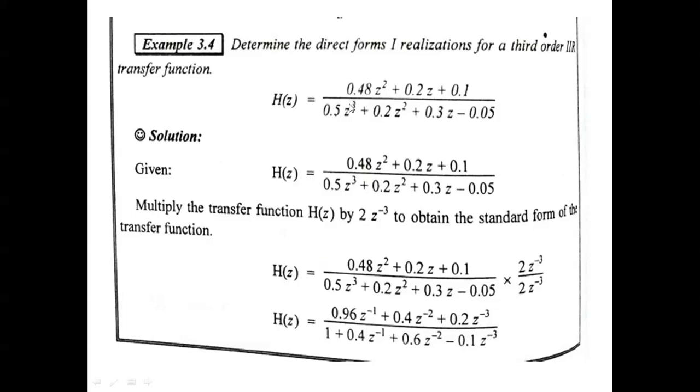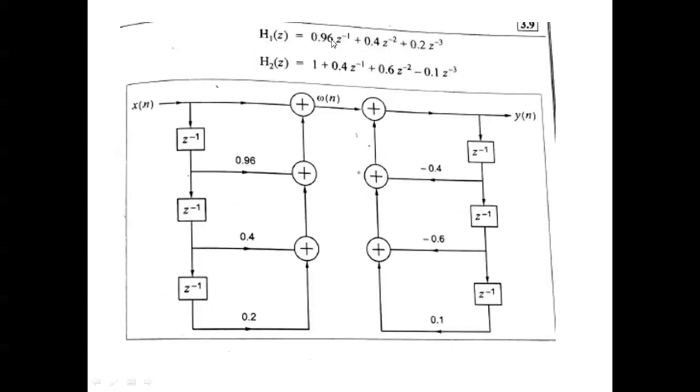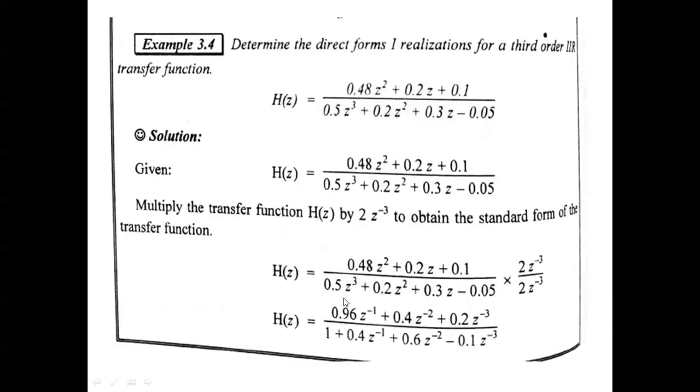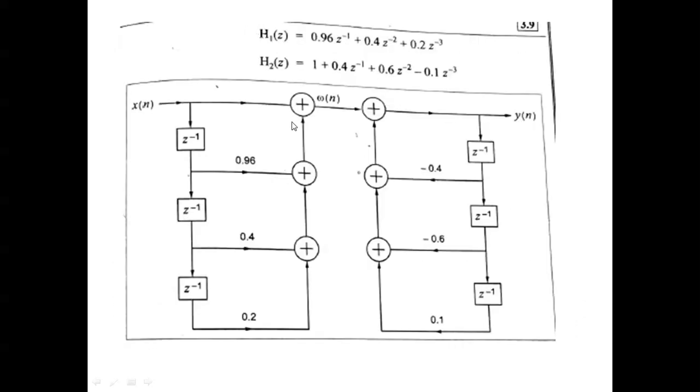This is another part: numerator and denominator. They have the equation with a numerator part and a denominator part, and you have to split the value. Multiply the transfer function H of z by 2z minus 3 to obtain the standard form of the transfer function. You multiply with the equation and you get the value. Then H1 of z is one value and H2 of z is the other: the numerator value is H1 of z, and the denominator value is H2 of z.